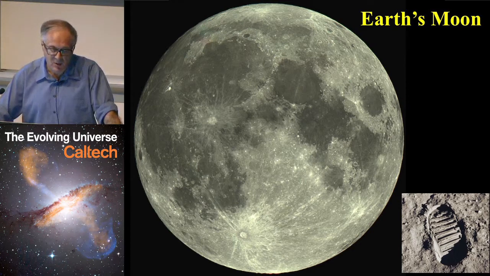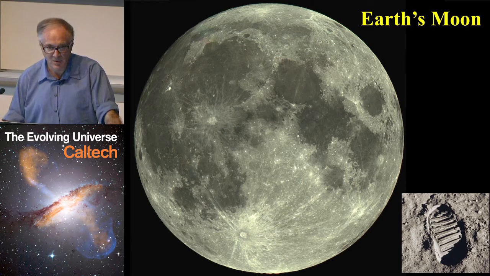And after the Apollo program, we understood Moon much better. Its composition is very similar to that of the outer parts of Earth, Earth's crust and mantle. And now there is a good model that explains why this is.